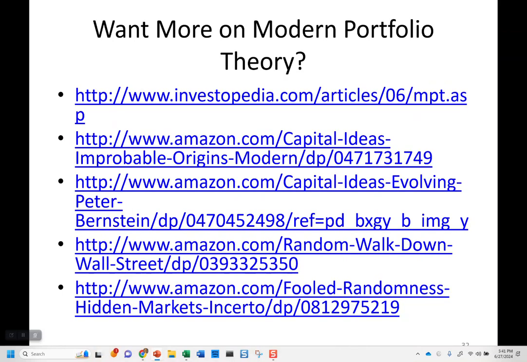If you're interested in some more information, here are some good resources you can click on, or a couple books you can read. Capital Ideas and Capital Ideas Evolving is a really good book about the origins of these ideas. And the classic is Random Walk Down Wall Street. And the neoclassic is Fooled by Randomness. It talks a little bit about this type of problem, but it's kind of critical of using standard deviations, so watch out.